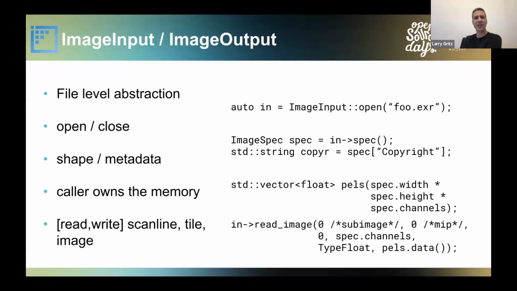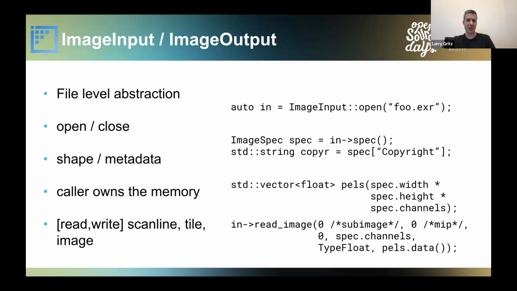So, ImageInput and ImageOutput, it's really a file level abstraction. So it has those sort of file-familiar concepts. It's a thing that you open and close, you read metadata from it, you own the memory, and you read a scanline at a time or a tile at a time and ask it to put it into the memory that you own. There are some helpers like read_image. You don't really have to do a scanline or a tile at a time, but that's just a really simple wrapper around asking for all the scanlines or tiles.